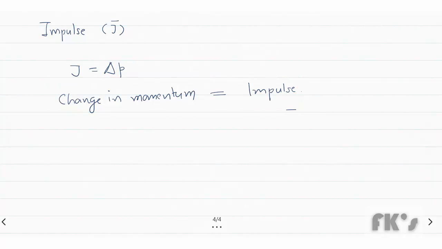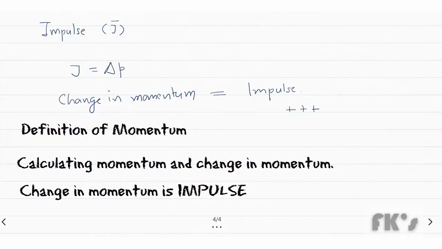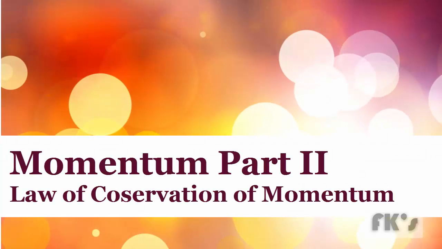So that's the end of this video. In this video, we talked about the definition of momentum, and we saw how to calculate the momentum of a moving body. Then we figured out how to find the change in momentum of a body, and finally we introduced a term called impulse, which happens to be another name for change in momentum. That's all for this video. In the next video, we're going to continue the discussion on momentum and the law of conservation of momentum.